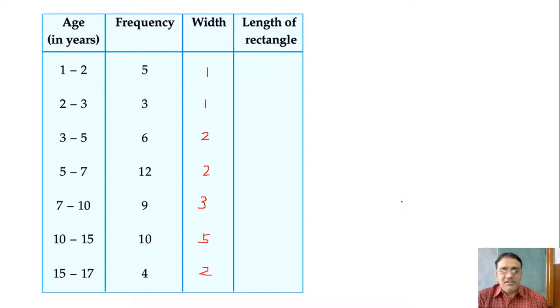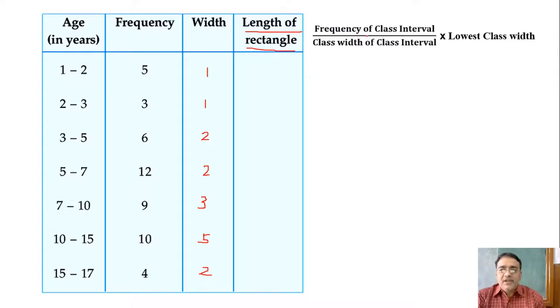Frequency हम लोग को adjust करना है, ठीक है? That will be the length of our rectangle. So how do you adjust the frequency? There is one formula: frequency of the class interval upon class width of the class interval into lowest class width. इसमें सबसे छोटा class width कौन सा है?